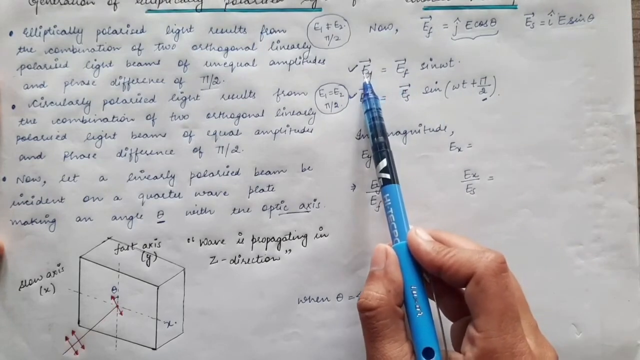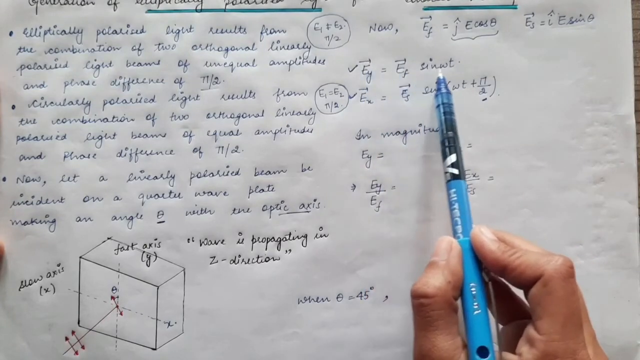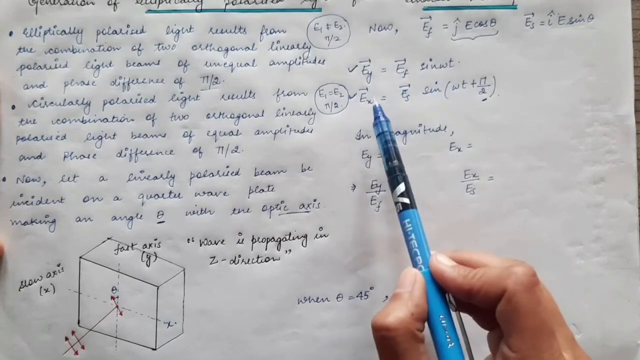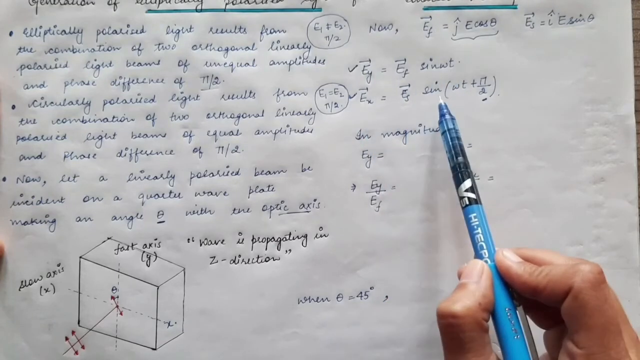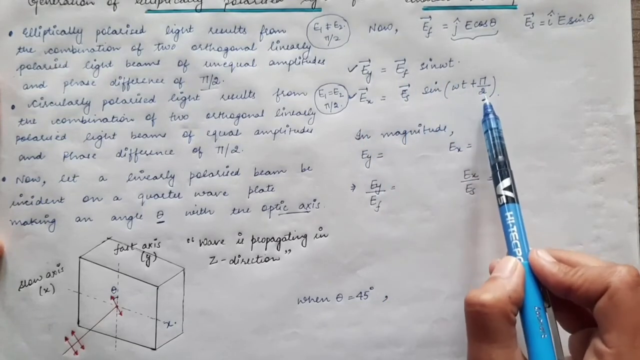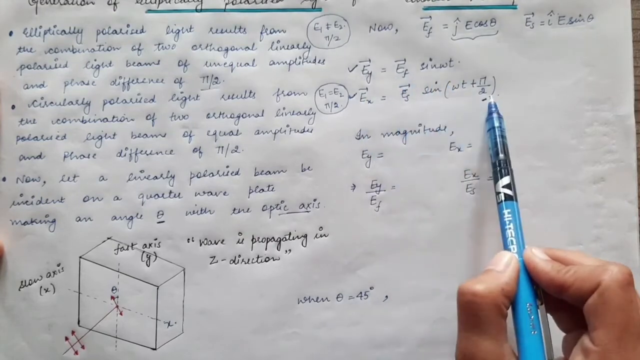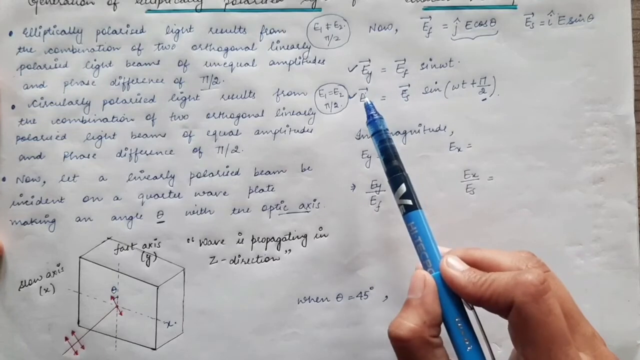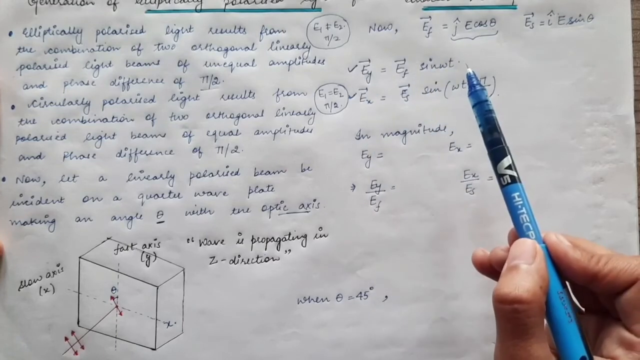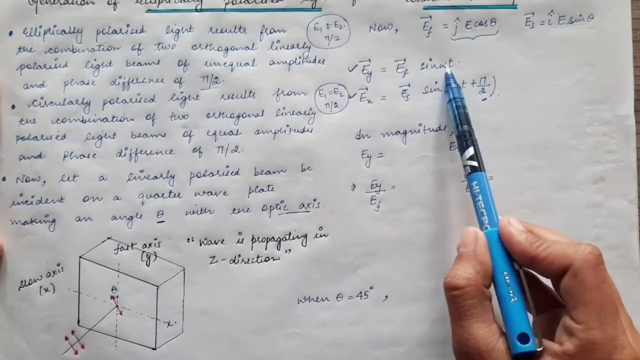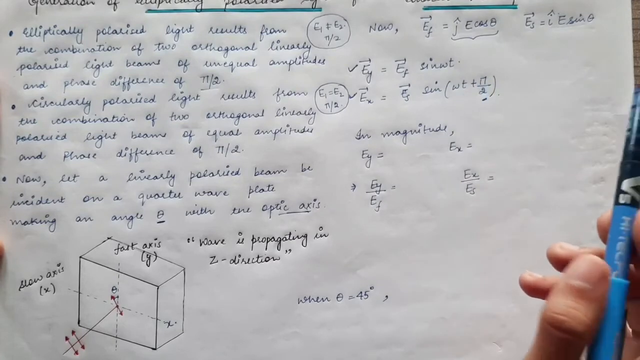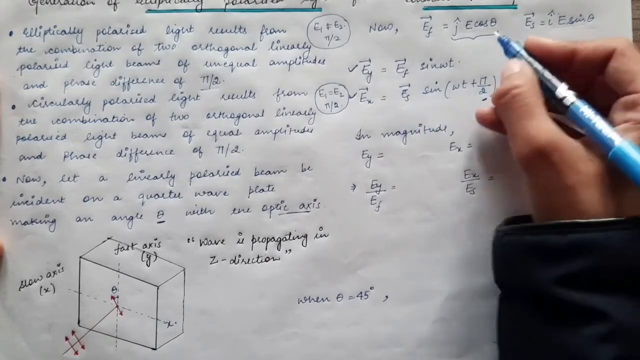So I am taking the net electric field along Y will be written as this into sine of omega t, and another will be written as this into sine of omega t plus pi by 2, and these are the two components. These expressions are valid when the two components have come out of the quarter wave plate. Only then a phase difference of pi by 2 will be introduced.